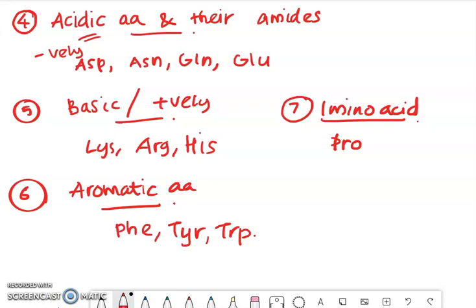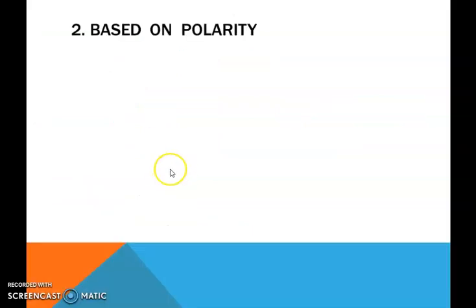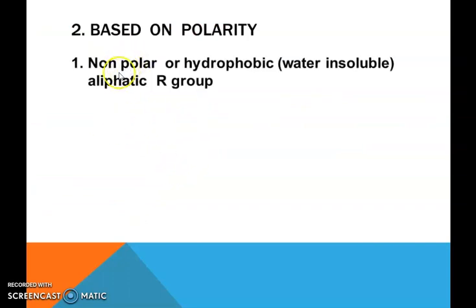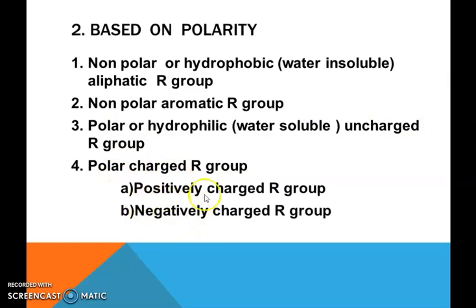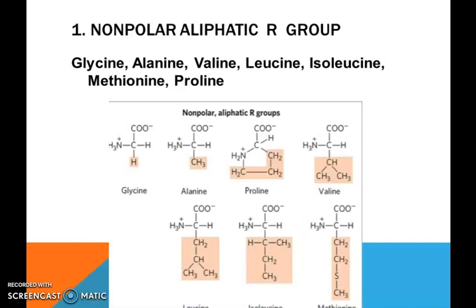Next we will study how we can classify amino acids based on polarity. Now we can see how to classify amino acids based on the polarity of the R group. First one, nonpolar or hydrophobic aliphatic R group. Next one, amino acids containing nonpolar aromatic R group. Amino acids containing polar uncharged R group. Amino acids containing polar charged R group, which are further classified as positively charged R group and negatively charged R group. First is amino acids containing nonpolar aliphatic R group.